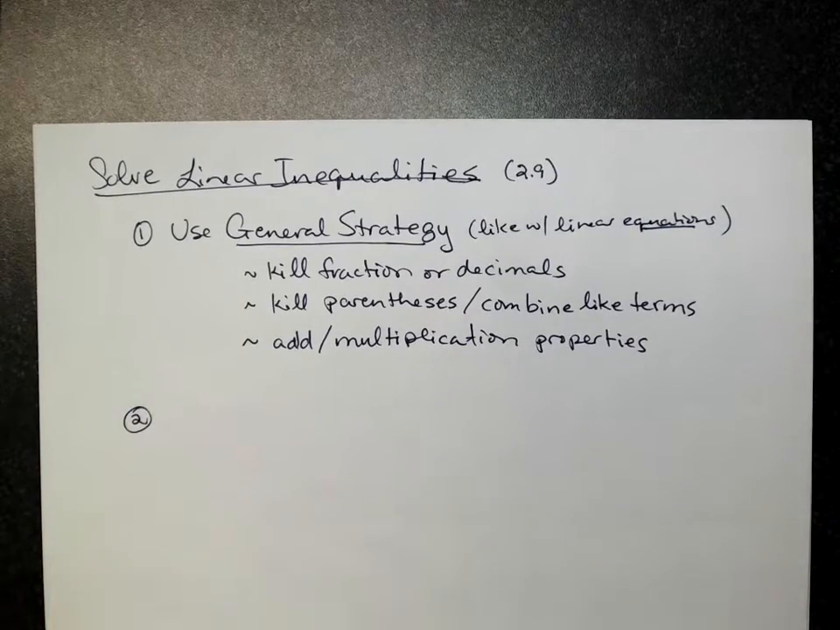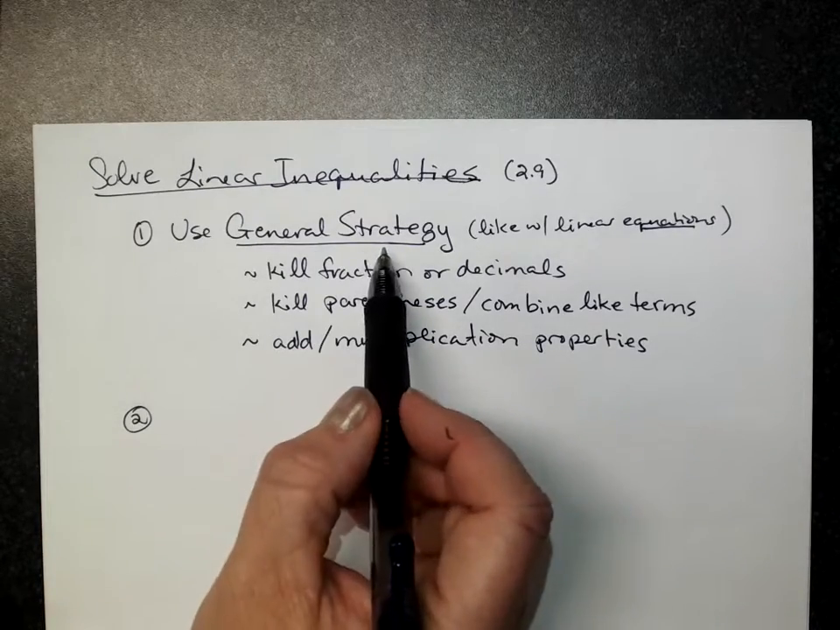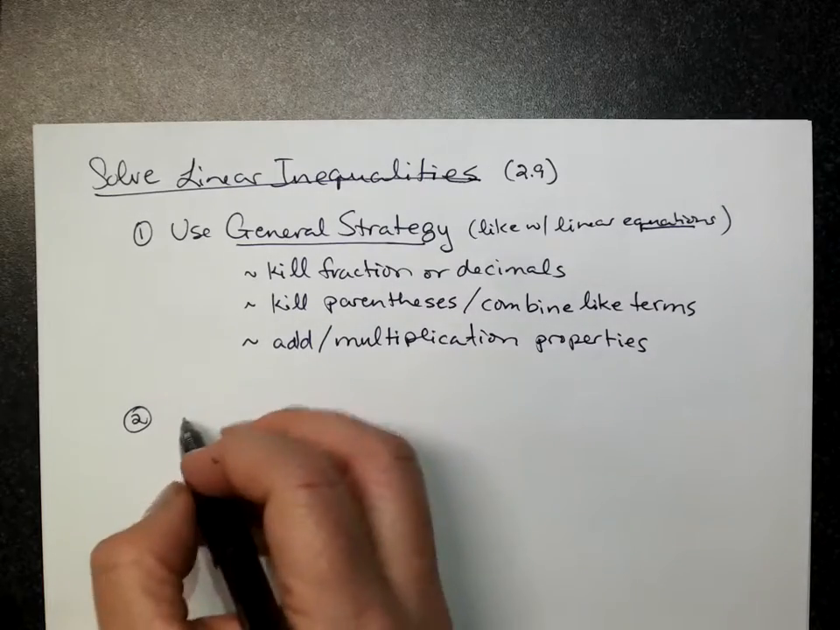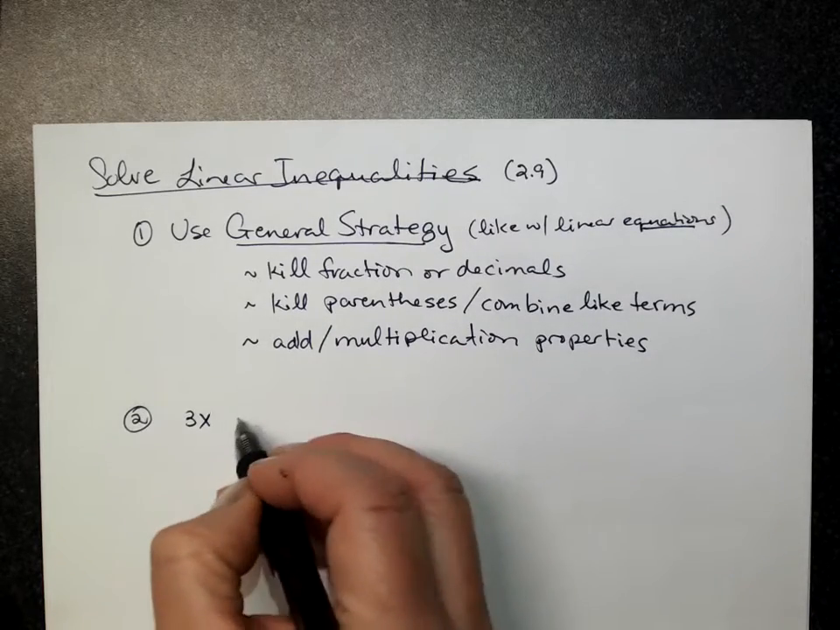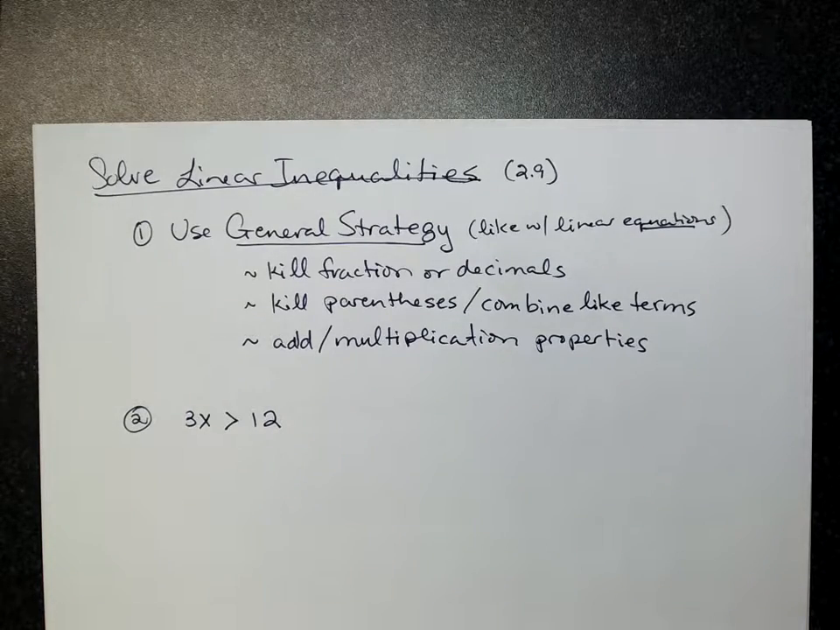Now, there are two exceptions to this general strategy. One of them is mathematically required, and the other one is strongly suggested. Not required, but I see students who don't follow the suggested one end up making careless mistakes. It really confuses things. First, the absolutely required one: the one deviation from the general strategy for linear equations that we have with inequalities is this. Go ahead and do this. If we had 3x is greater than 12, go ahead and finish solving that for x.